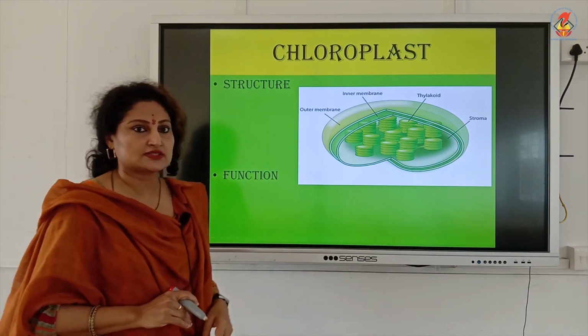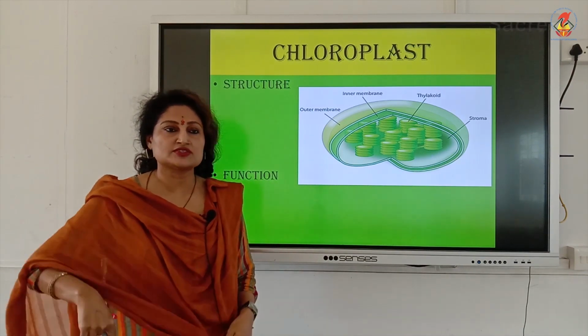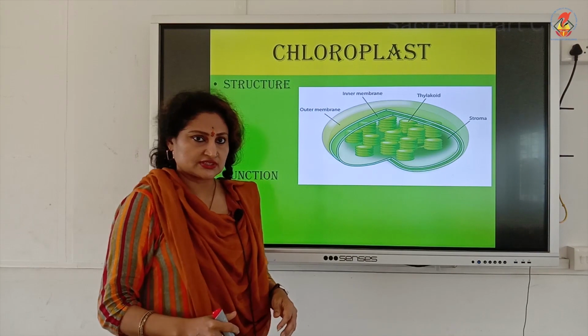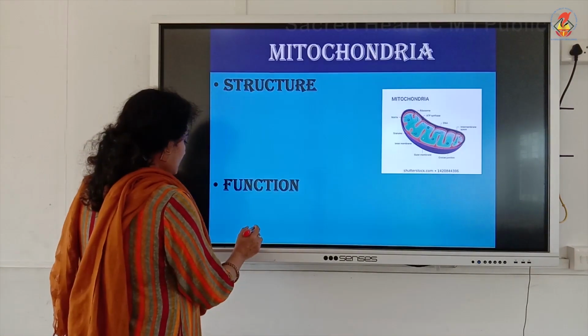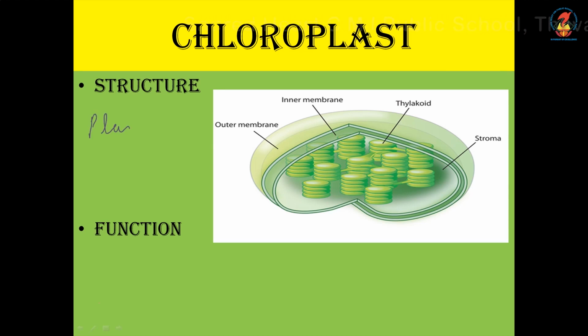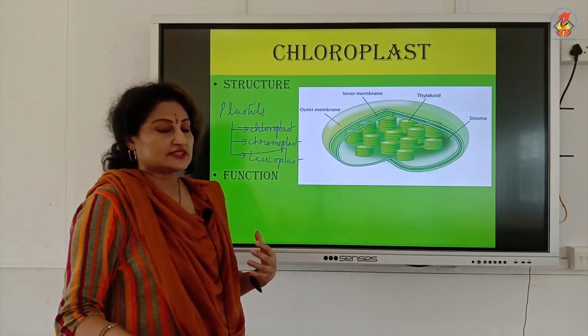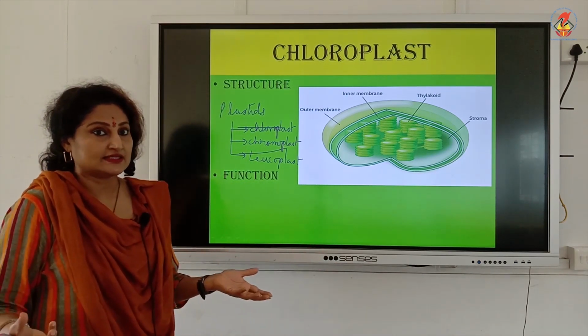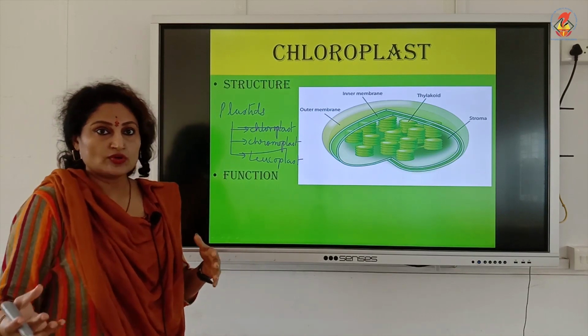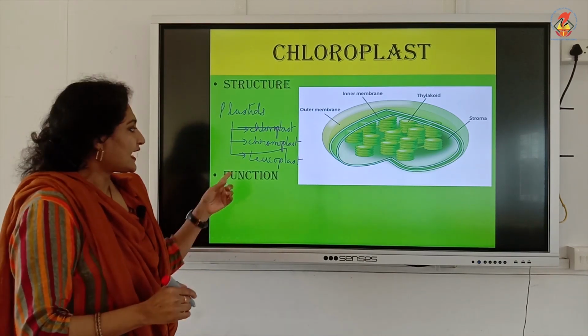Now, what is the function of chloroplast? Right from the lower classes, you are learning that the function of the chloroplast is to trap the solar energy during photosynthesis. So, this is only one type of plastid. There are other plastids also. Plastids are of three types: chloroplast, that is the structure we studied now, chromoplast, and leucoplast. We go by color. Chloroplasts are the green plastids which help in photosynthesis. Chromoplasts are the colored plastids which help to attract the pollinators. They are present in the petals. They give colors like orange, yellow, red, violet, etc. That's a chromoplast.